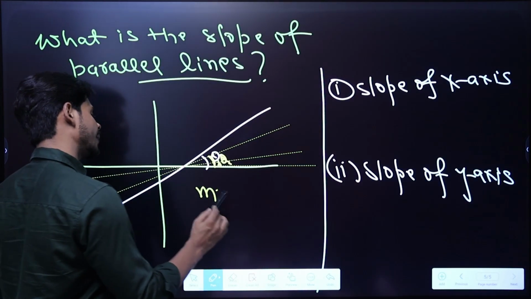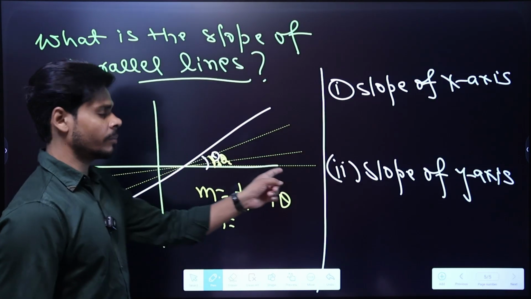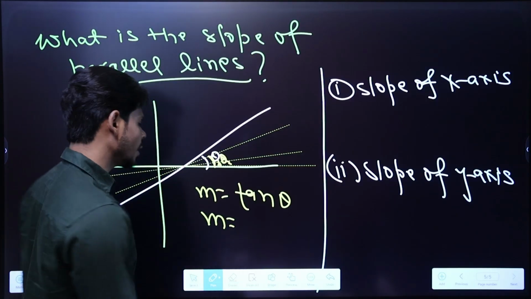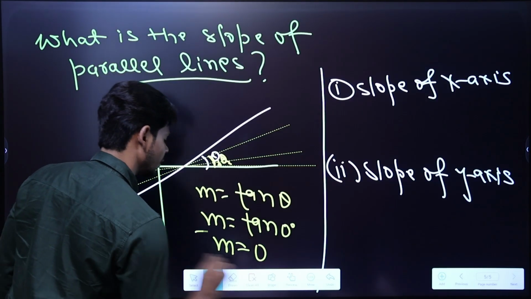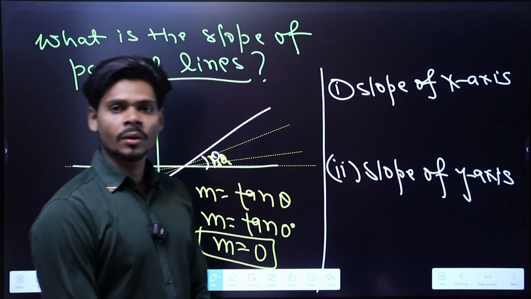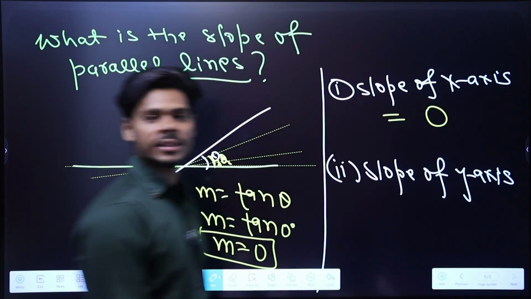So you can directly say that m is nothing but tan theta. So theta in this case, basically for the slope of x-axis, is 0 degree. And what is tan 0? Tan 0 is 0. Remember guys, tan 0 is 0. So slope of x-axis is nothing but 0. We need to understand this.